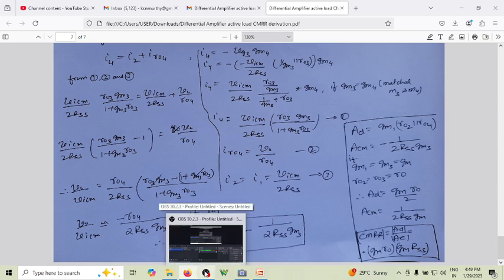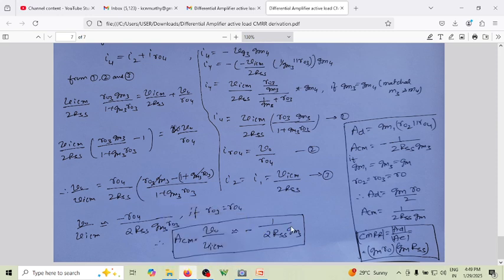So this is about the differential amplifier, resistive load and active load. Thank you.